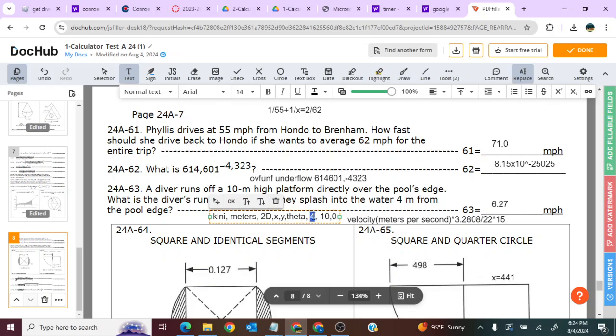So they splash into the water 4 meters away. They go down 10 meters to splash into the water, and they are running horizontally off the platform, so your angle is 0. And then you'll get the velocity in meters per second, but we don't want meters per second, we want miles per hour. So convert this to feet per second, so times 3.2808. And then to convert from feet per second to miles per hour, divide by 22, multiply by 15, and you will get 6.27 miles per hour.